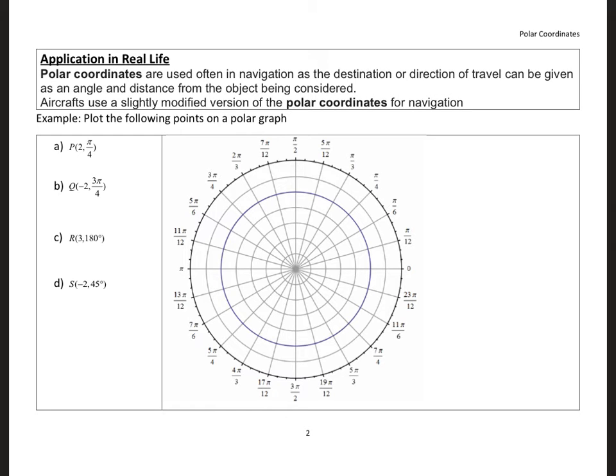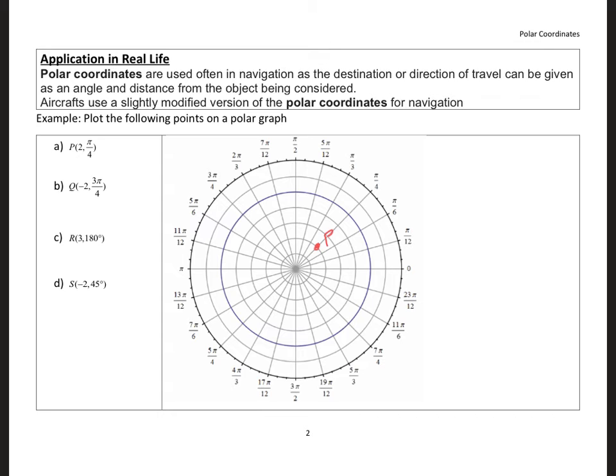For point P, I need to look for pi over 4. So pi over 4 is right here, and the radius is 2. So I measure 1, 2, and then I put a dot there. So that's going to be right there. That's point P.